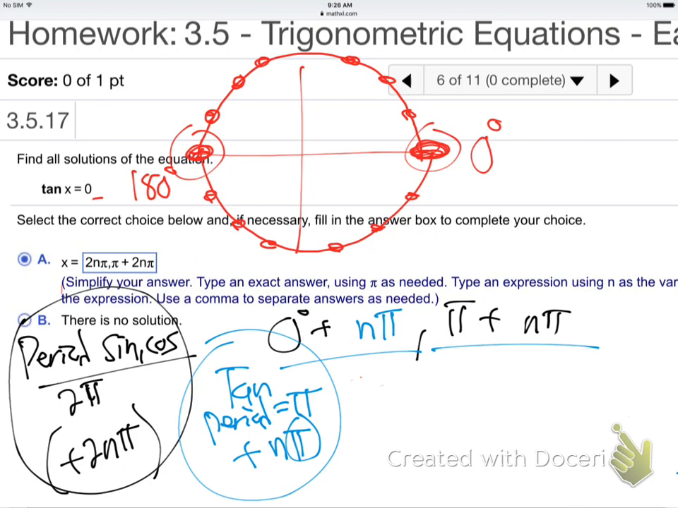You tracking with me? What we're saying the answer is, you can start here at 0, and you can add any half a circle, because tangent repeats every half a circle, not every whole circle like sine and cosine. That's its period. So you can start at 0 and add any half a circle, or you can start at 180 and add any half a circle.